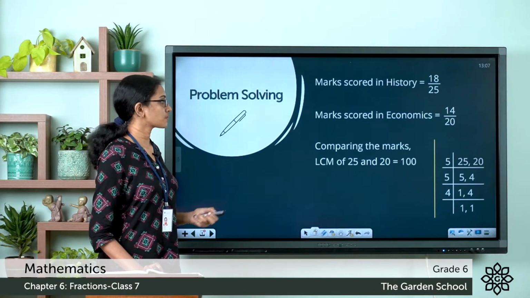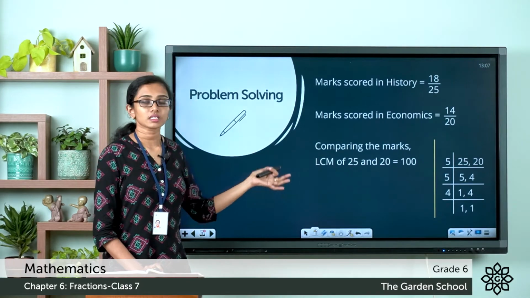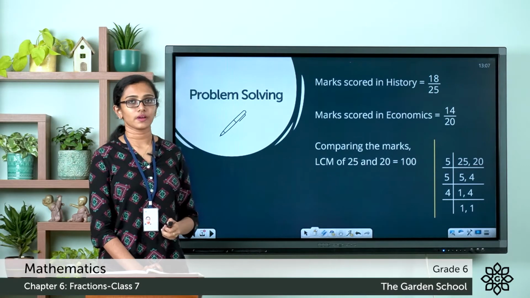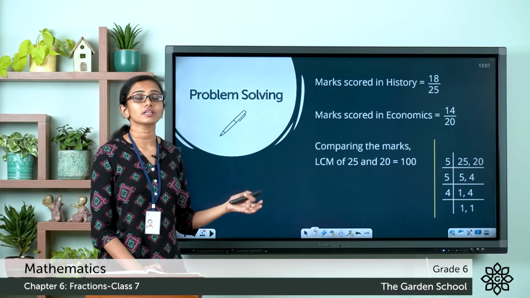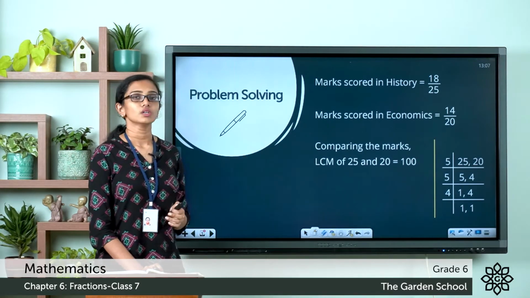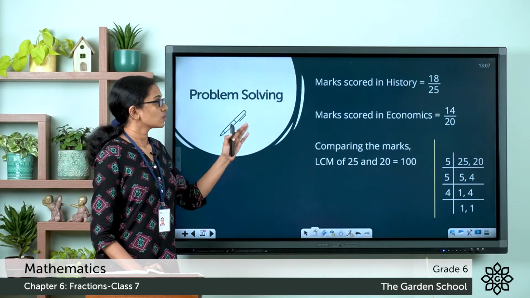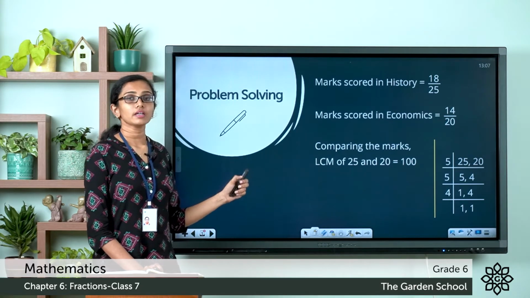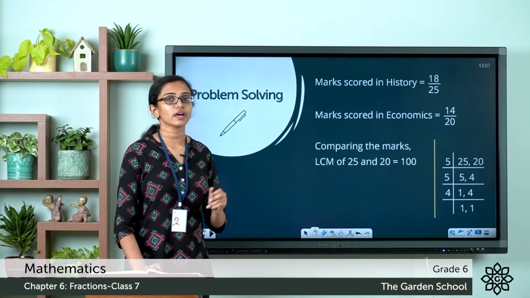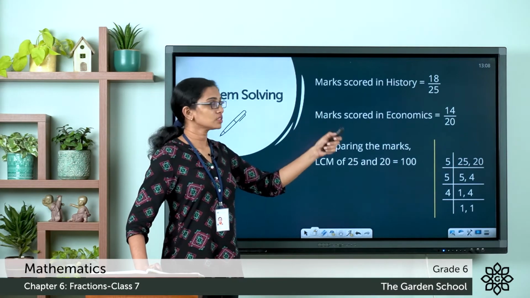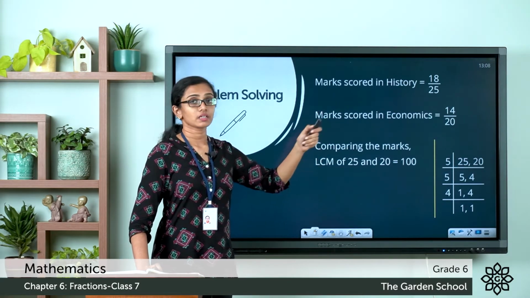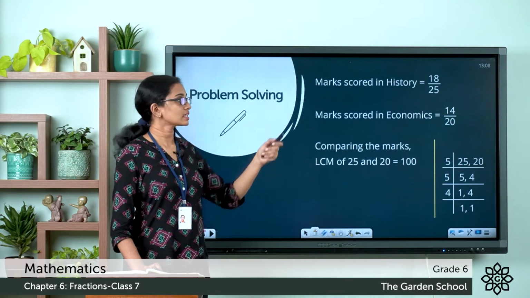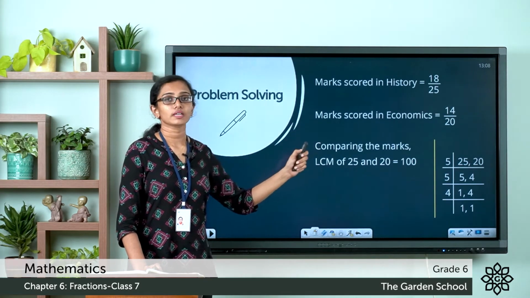How do we find this out? See, let's write the steps first. What is the marks Priya scored in history? It is 18 out of 25. And what about the marks she scored in economics? It is 14 out of 20. So the total marks is different in each case, and we need to compare these two marks. If you look at the marks she scored, you can see these marks are given in a fractional form. So you are comparing fractions here, that is 18 by 25 and 14 by 20.